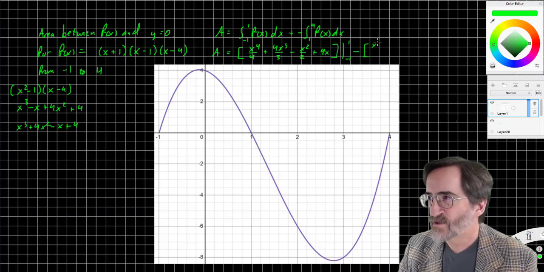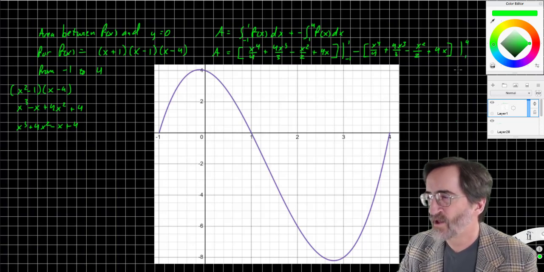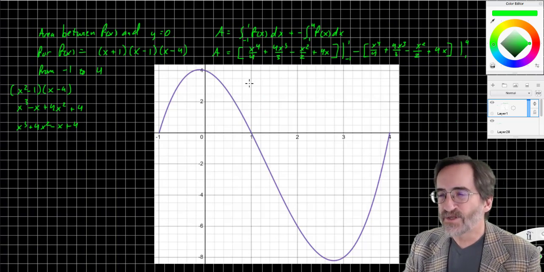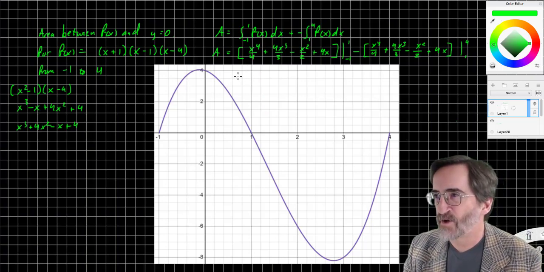So x to the 4th over 4 plus 4x cubed over 3 minus x squared over 2 plus 4x, from 1 to 4. Okay. I'm going to take it one more step, and then I think I'm going to go to the next example because I don't want to eat up too much time, and this really is something you can do.